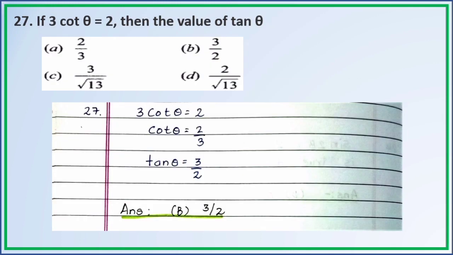If 3 cot theta equals 2, then the value of tan theta is? 3 cot theta equals 2, therefore cot theta equals 2 divided by 3. Tan theta is nothing but the reciprocal of cot theta. Therefore, tan theta equals 3 divided by 2. The reciprocal of cot is tan theta. Therefore, the correct answer is option B, 3 divided by 2. Now moving to the next question.